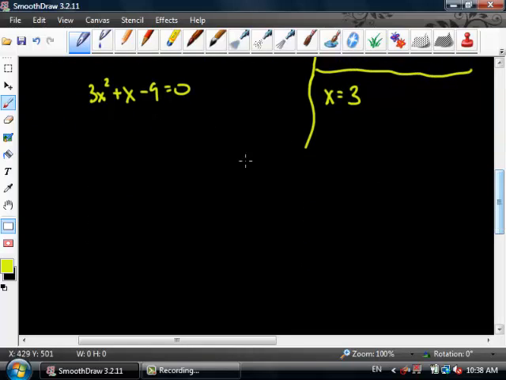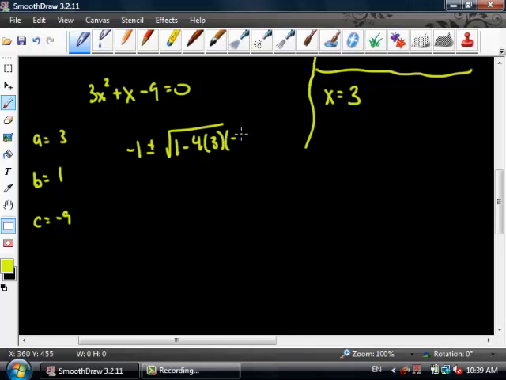A lot of people are wondering, well, what do I do from here? You still need to find all the zeros, whether they're rational, irrational, or imaginary. If something can't be factored, and we have a coefficient out here and an odd number, it's best just to jump straight to the quadratic formula. So a equals 3, b equals 1, and c equals -9. So negative b plus or minus the square root of b squared is 1 minus 4ac all over 2a. Whoops.